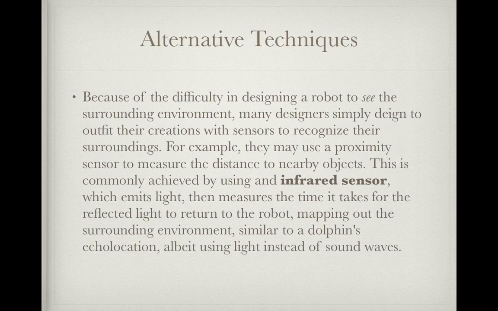Alternative techniques. Because of the difficulty in designing a robot to actually see their surrounding environment, many designers simply deign to outfit their creations with sensors to recognize their surroundings, instead of tackling the monolithic task of computer vision. For example, they may use a proximity sensor to measure the distance to nearby objects. This is commonly achieved by using an infrared sensor, which emits light and then measures the time it takes for the reflected light to return to the robot, mapping out the surrounding environment, similar to a dolphin's or a bat's echolocation, albeit using light instead of sound waves. This is, as I said, the most common of the techniques.